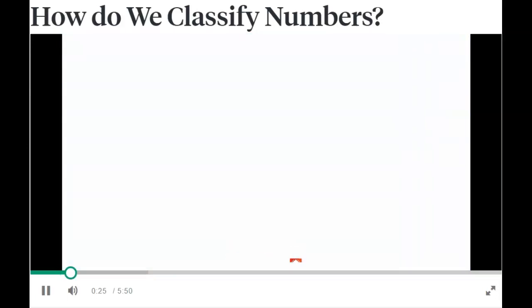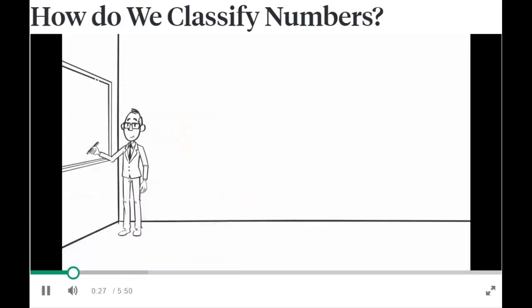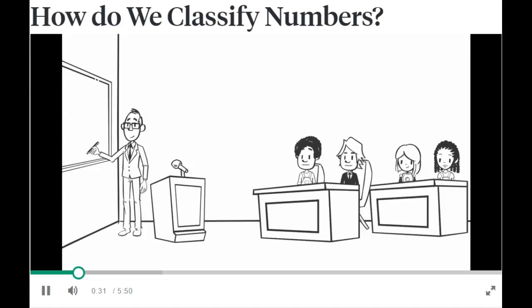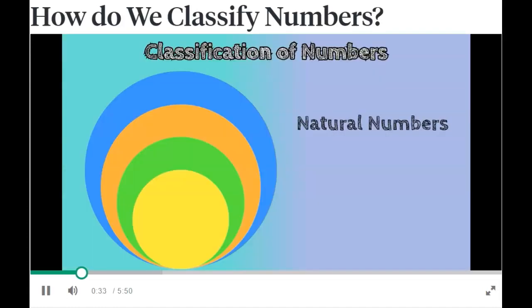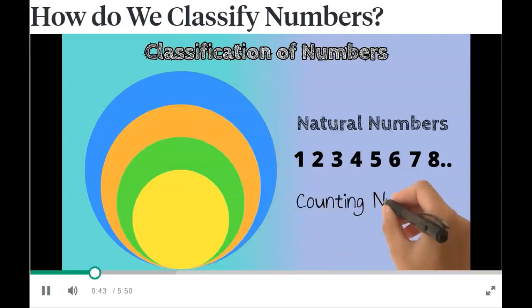Think of natural numbers as counting numbers. When we were really young and first started school, we learned how to count. The numbers we learned in kinder were 1, 2, 3, 4, 5, 6, 7, 8, and so on. You can think of natural numbers as counting numbers.